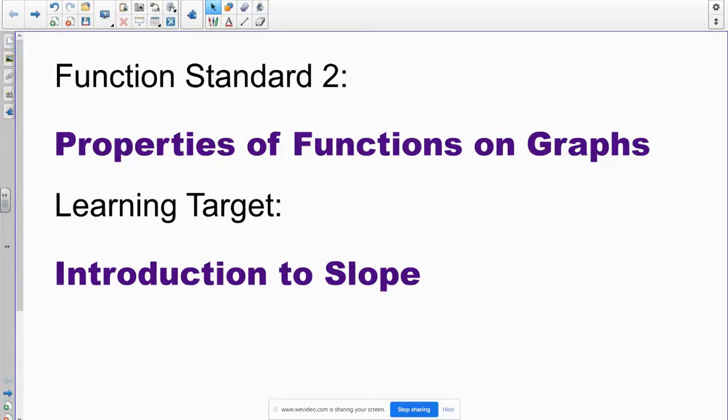Today we're going to look at function standard 2, which is properties of functions on graphs. And our learning target is introduction to slope. So it's not actually a learning target, but it's just going to be a quick introduction to what is slope.